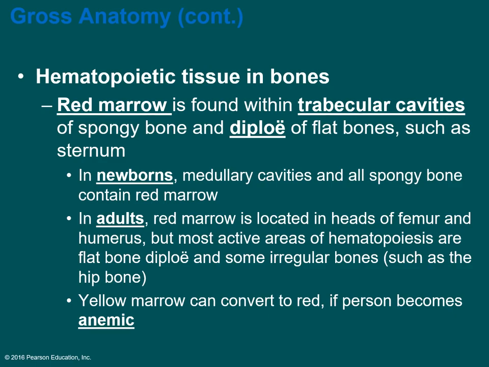Hematopoietic tissue in the bones, the red marrow, is found within trabecular cavities of the spongy bone. In newborns, medullary cavities and all spongy bone contains red marrow. In adults, the red marrow is going to be found in the head portion of the femur and the humerus. And then the most active areas for hematopoiesis, which is the formation of blood cells, occurs in the flat bones and some of your irregular bones like your hip. Yellow marrow can be converted to red if a person becomes anemic.